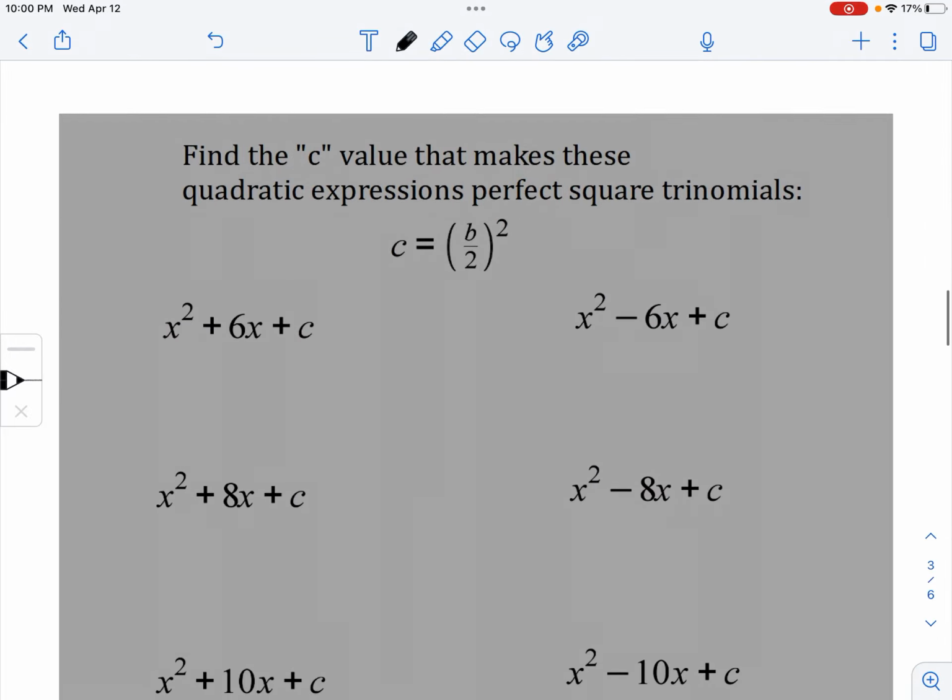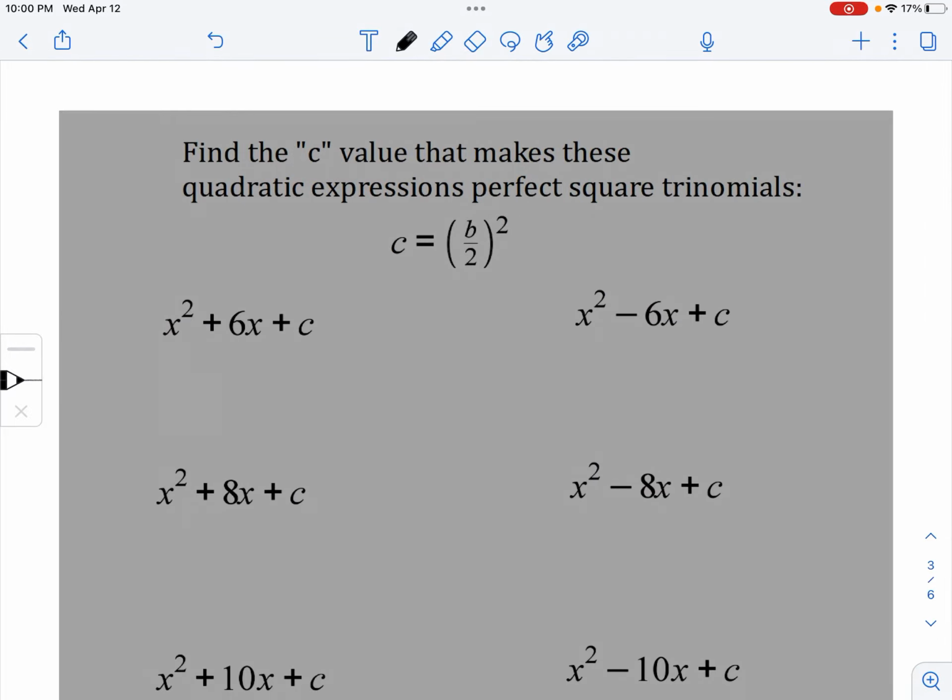So what you're going to be doing here, you're going to be looking for whatever that c value needs to be. To find that c value, it gives you this information right here. c is equal to b divided by 2, squared. Your b value is always that middle value in front of your x term. So half of 6 equals 3. 3 squared equals 9. So c equals 9.